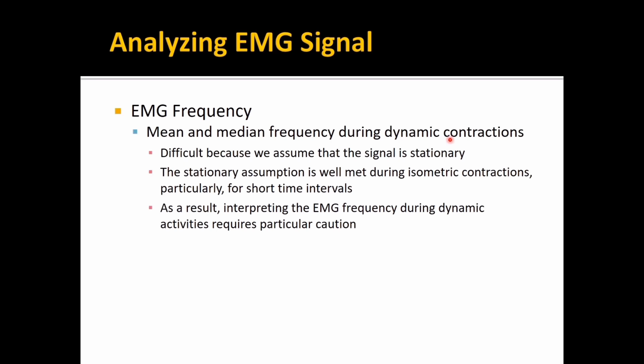Mean and median frequency during dynamic contractions. These two are difficult to use during dynamic contractions because we assume that the signal is stationary. The stationary assumption is well met during isometric contractions, particularly for short time intervals. As a result, interpreting the EMG frequency during dynamic activities requires particular care.